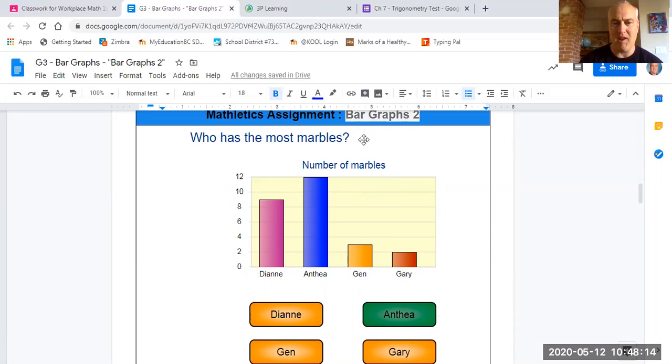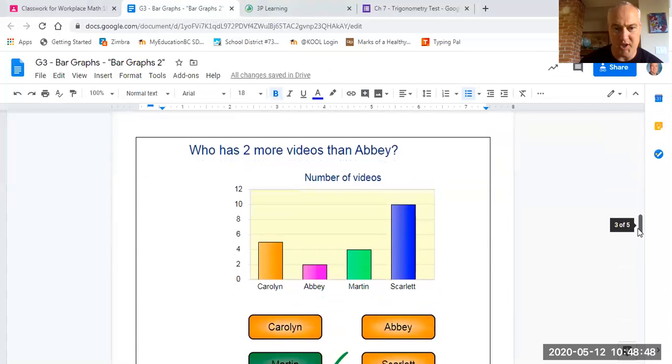This is the Mathletics assignment called bar graphs 2, and the very first question is, who has the most marbles, looking at this bar graph? When we look at this, what we can see is that the bar here with Athena is the one that has the most. She has 12 marbles. So the correct answer would be Athena. That probably isn't too difficult to understand, and to be honest, none of these questions should be very challenging.